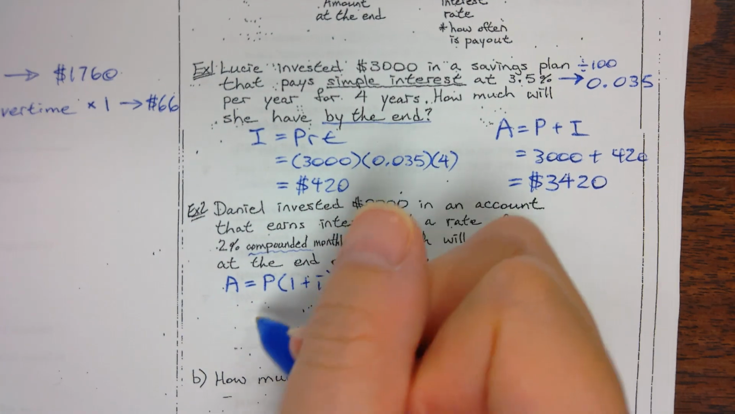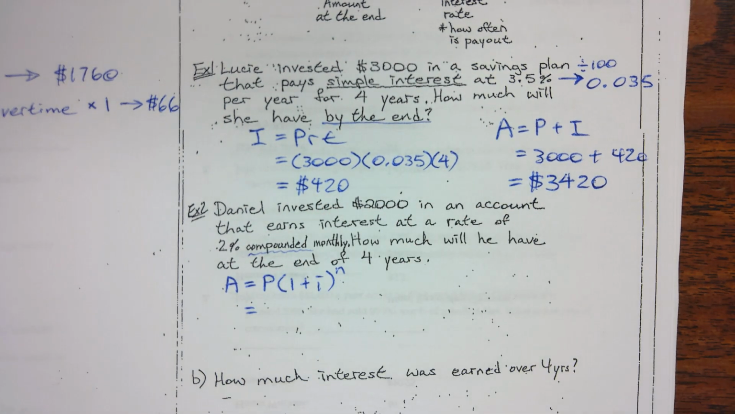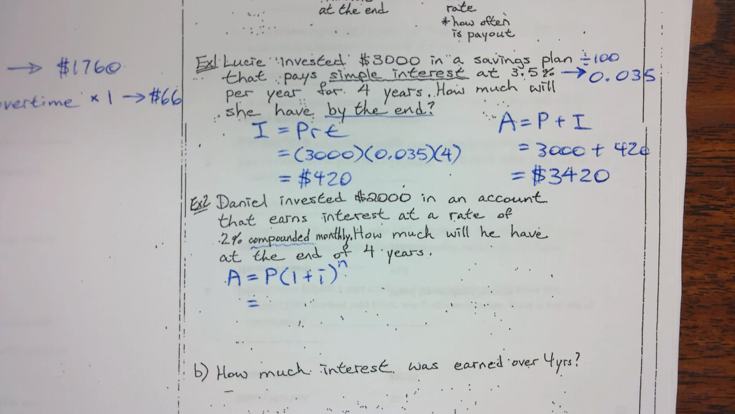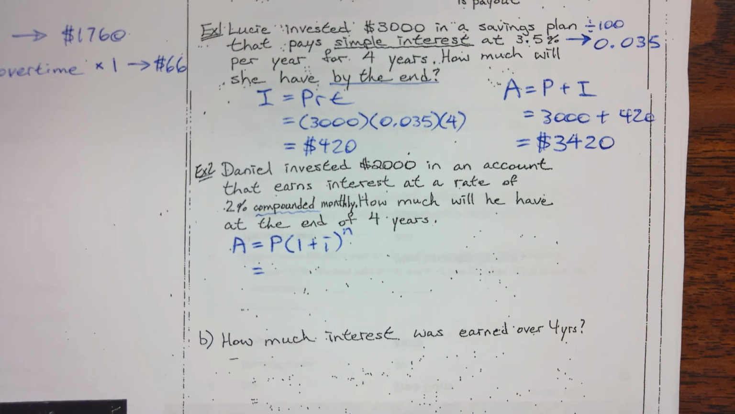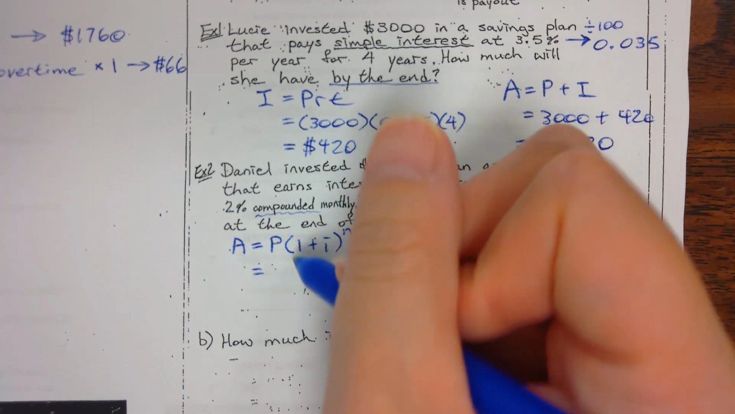Okay, so principal, how much did I invest? How much did Daniel invest? 2,000. Good.